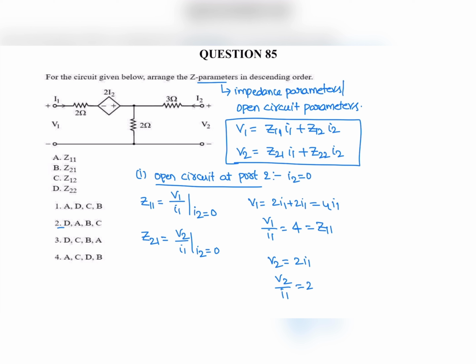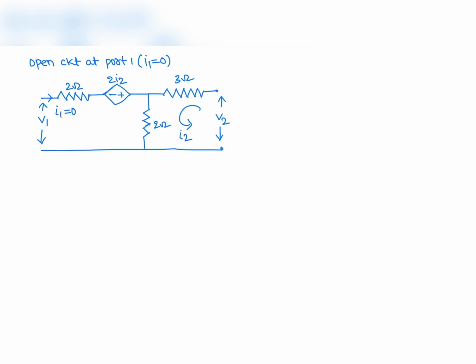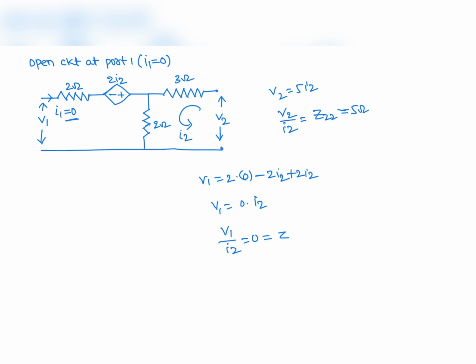So this is Z21. When port 1 is open circuited, the current I1 is 0, only I2 current will exist. So now V2 is 5I2, V2 by I2 is Z22, so that is 5 ohms. Next, V1 is 2 into current I1, which is 0 ampere, minus 2I2 plus 2I2, so V1 is 0 times I2 current. So now V1 by I2 is 0, so that is Z12 is 0.